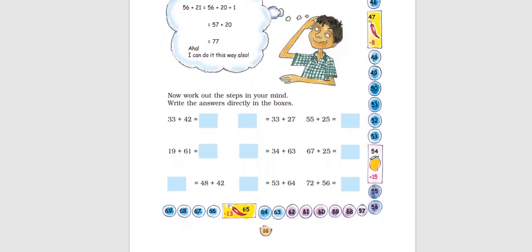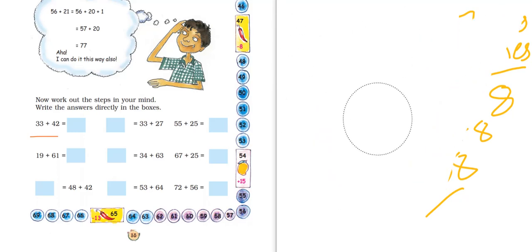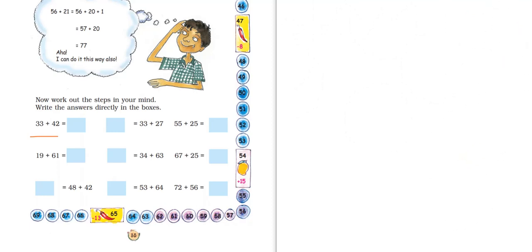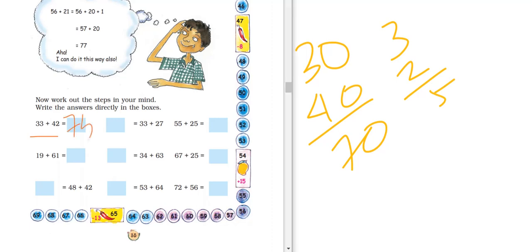Okay. 33 plus 42 is, now they want us to do this in our mind. Okay, let me erase all this stuff here. Okay, 33 and 42. 33 is 3 tens, so 30 you have here. You have 30 and 4 tens, 40. You have 7 tens, so that is 70, and 3 ones and 2 ones. 3 ones and 2 ones is 5, so you have 75.